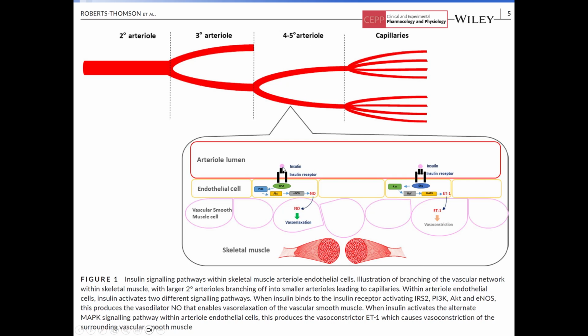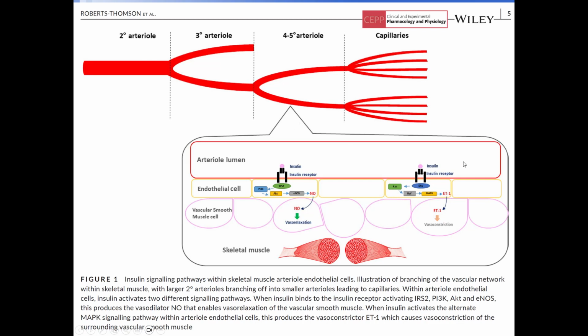So what happens, for example, with insulin is it'll bind to the insulin receptor and phosphorylate IRS2, causing a cascade in this pathway. This is the classical pathway for insulin stimulation. You have AKT, endothelial nitric oxide synthase, which of course stimulates nitric oxide, causes vasodilation, arteries to dilate. So right here, your precapillary arterioles will dilate, allowing more blood to flow into the capillaries. So when more blood flows to the capillaries, you have more substrate delivery.